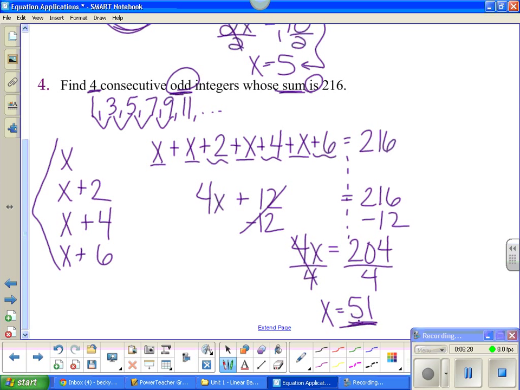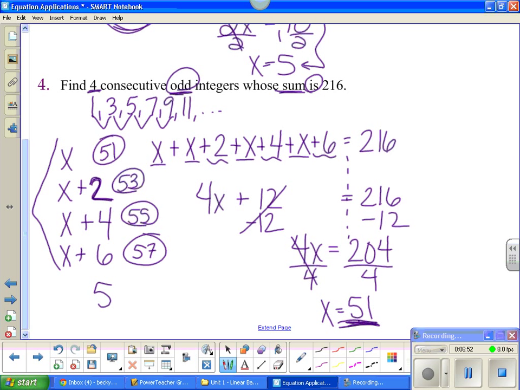Now, who is this? This 51 is this number right here. So who's next? It's not 52, because remember, we're adding 2. So it would be 53, and then 55, and then 57. Okay, now stop and go back and make sure you answer the question. It says find 4 consecutive odd integers. So it wants all 4. So it wants the 51, the 53, the 55, and the 57.